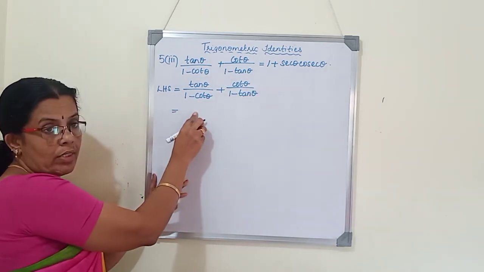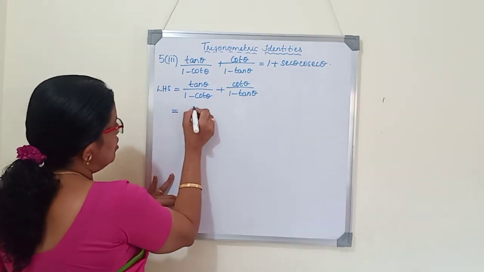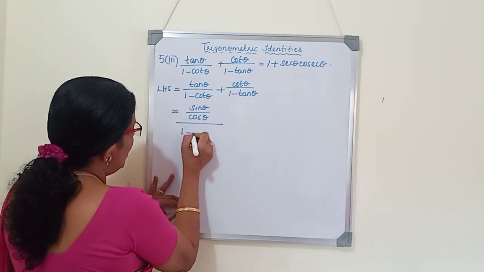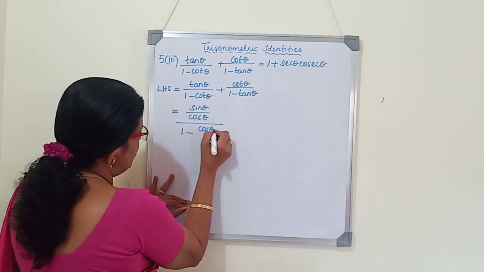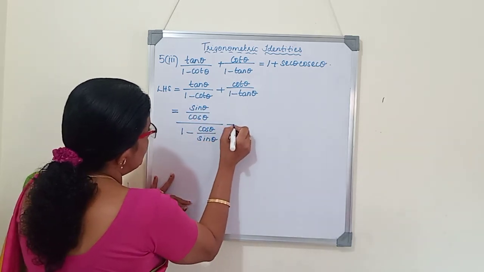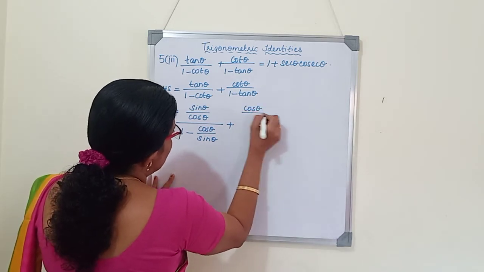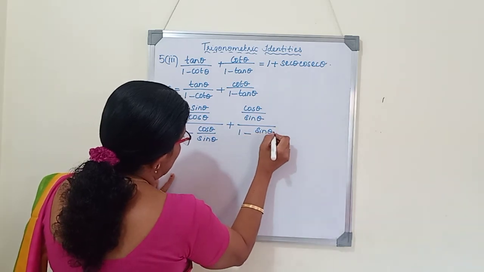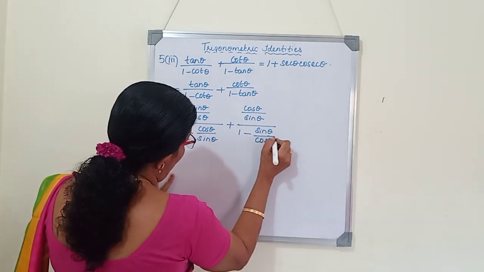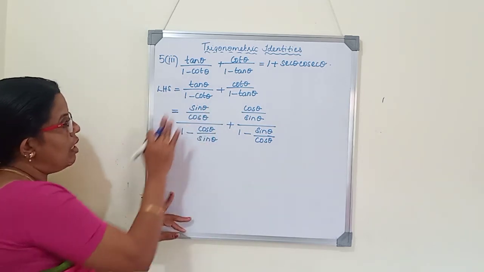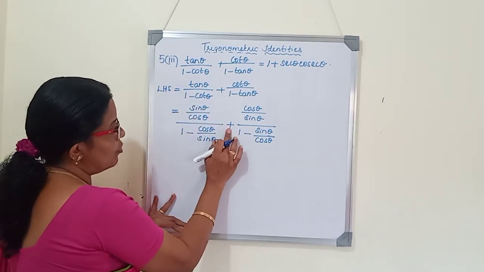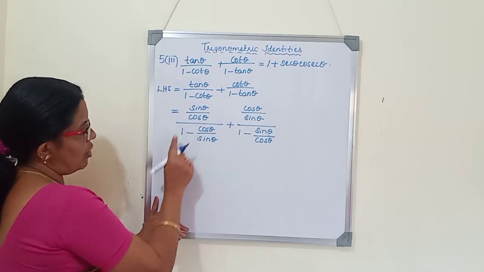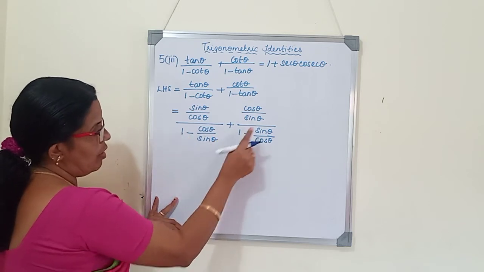Now tan theta and cot theta we will change in terms of sine and cos. So tan theta is sine theta by cos theta, by 1 minus cot theta is cos theta by sine theta, plus again cot theta is cos theta by sine theta by 1 minus sine theta by cos theta. So all the tan and cot are changed in terms of sine and cos. Write this term separately, in the middle put a plus sign, and write the right side term separately. Now you see numerator is a fraction, denominator 1 minus a fraction in both cases.